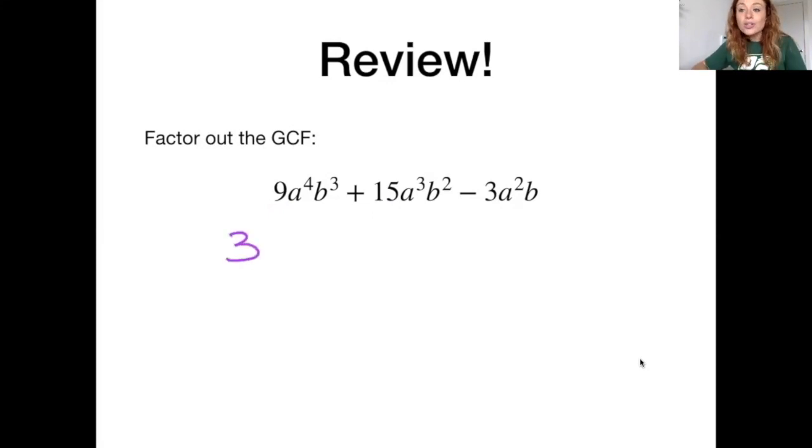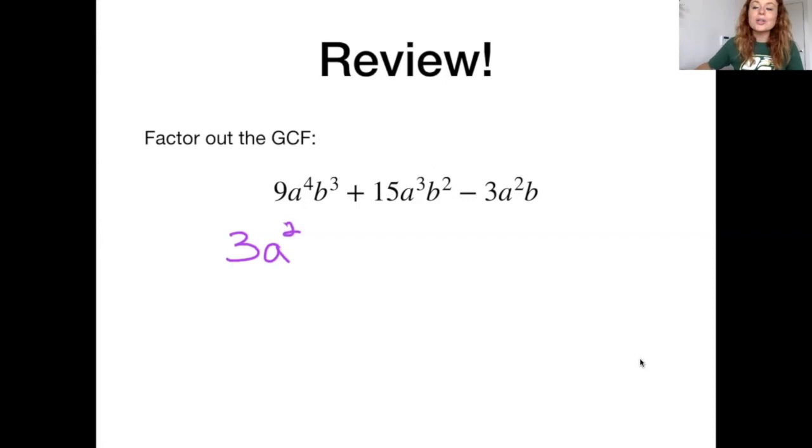But then all the terms also share an A. So we can take out the smallest number of A's that we have, and we see there's 4 of them here, 3 of them here, and 2 of them here. So we can take out 2 A's, A squared.